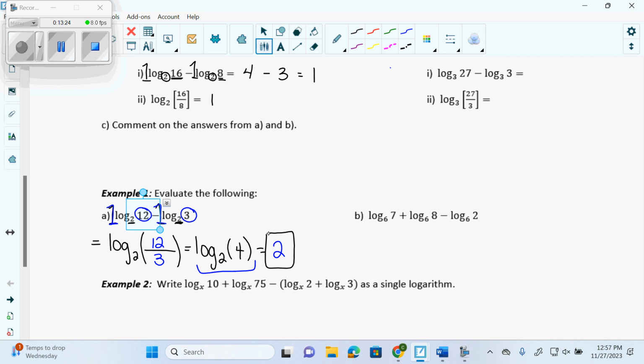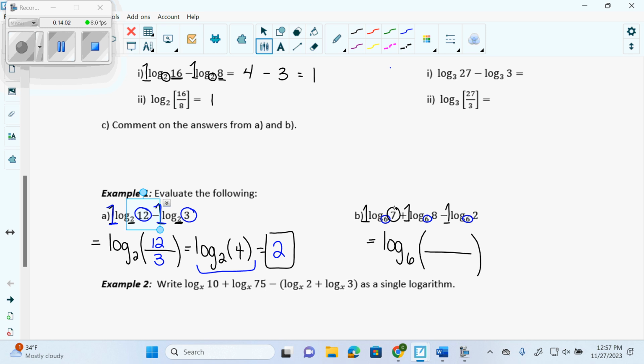B. What is the base of all of the ones in B? 6, 6, 6. So they all have to be the same base, which they are. And then what do I need to have in front of them? Plus or minus 1s as their leading coefficient. So I have a 1, I have a positive 1, and I have a negative 1. So I'm going to have two numbers that appear in the numerator and one in the denominator, correct? Anything with a plus 1 in front goes to the numerator. Anything with a minus 1 in front goes to the denominator. So I get log base 6.